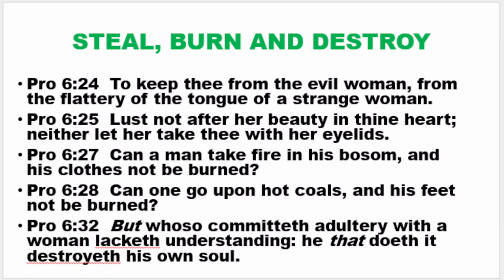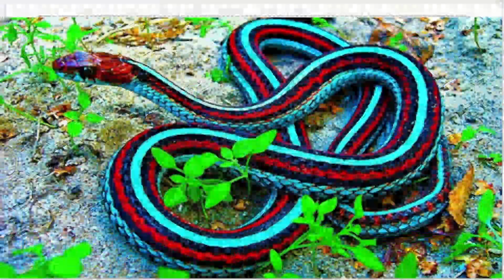In verse 27, we are told, can a man take fire in his bosom and his clothes not be burned? Verse 28, can one go upon hot coals and his feet not be burned? So the destruction that the man is going to face by touching this woman or engaging in fornication with her is described as burning. The disease you get will burn you. And eventually, in verse 32, we are told, whoso committeth adultery with a woman lacketh understanding. He that doeth it destroyeth his own soul. So the woman will destroy you in the end. The same mechanisms: deception, burning, and destruction. Those are the mechanisms of the devil. It's the devil's signature in causing total destruction.